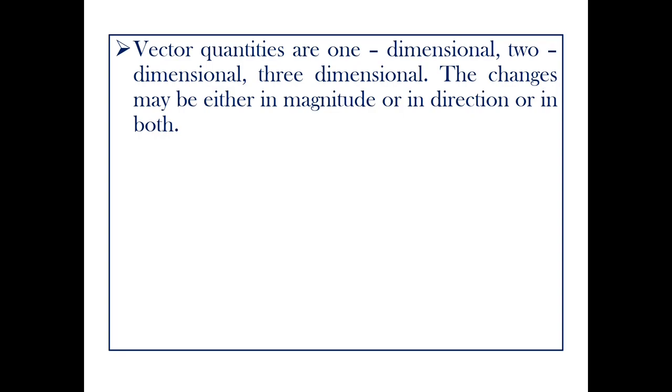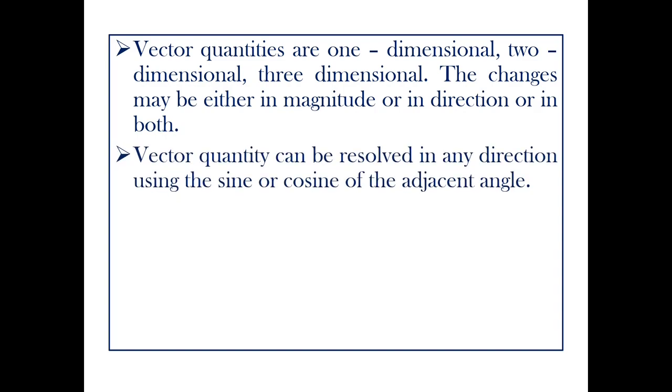This is because any change in the quantity may be either in the magnitude or in the direction, or it may happen in both. So generally, if there is any change occurring in a direction, for example, we have x axis, y axis, z axis. The change may be in the x axis alone, so we call it one dimensional. If it is in both x axis and y axis, then we call it two dimensional. If there is a change involving x, y, and z, we call it three dimensional.